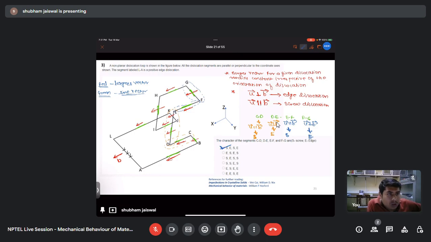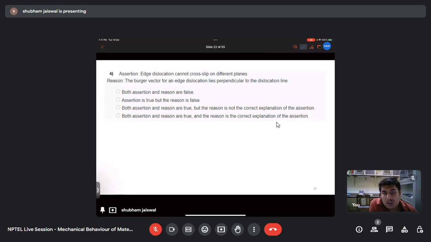So now we'll try to solve the next question. The question is that the edge dislocation cannot cross slip on different planes. The reason being the Burgers vector for edge dislocation lies perpendicular to the dislocation line. We have covered this recently in the glide of dislocation: how the edge dislocation glides and how the screw dislocation glides. What defines the slip plane for the edge and screw dislocation? Please refer to those notes and you can easily answer.